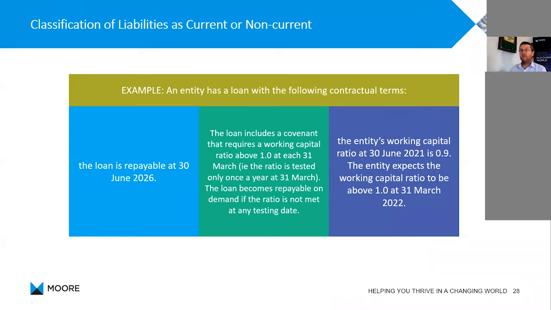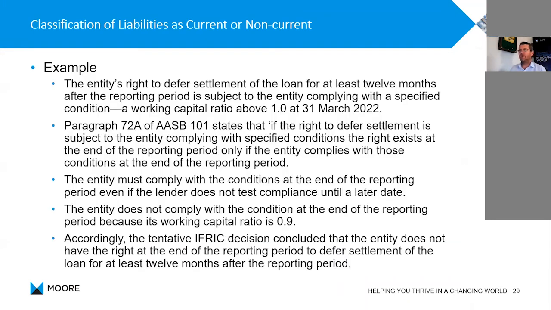What the tentative agenda decision, applying 72A, and I would agree that the decision's correct as it currently stands, is that the right to defer settlement for at least 12 months is subject to the entity complying with any conditions that are going to be tested within that 12-month period. And so rather than use expectations around what your working capital might be, budgets, forecasts, etc., paragraph 72A says if you're subject to complying with those future conditions, you have to meet them as at this reporting date. So because they currently have a working capital ratio of 0.9, which is below the test level, they would be failing paragraph 72A and therefore treating that as a current liability. So that, in my mind, creates a significant issue for people in a number of ways.